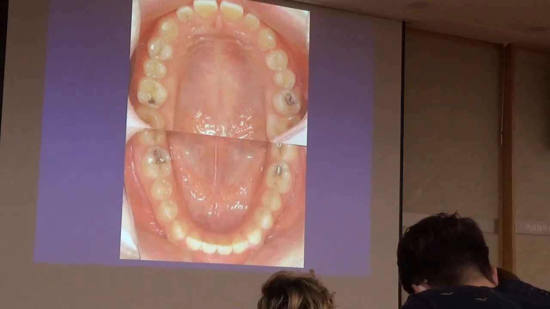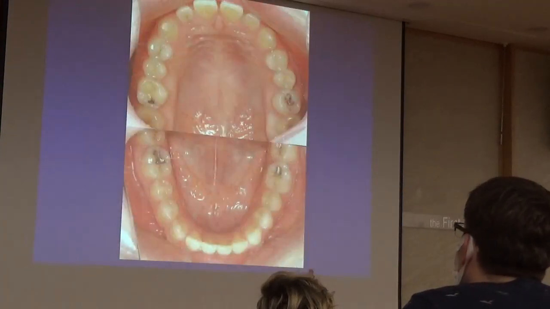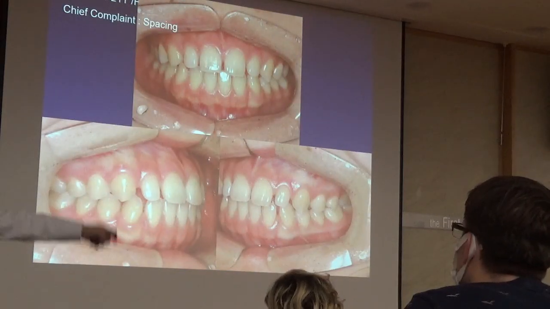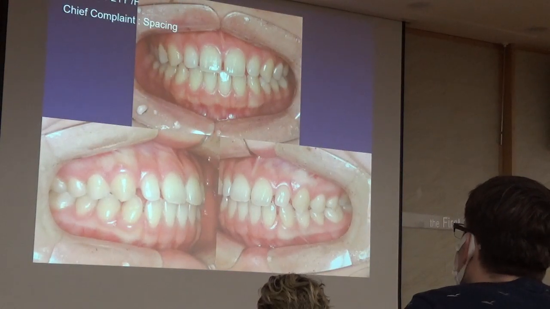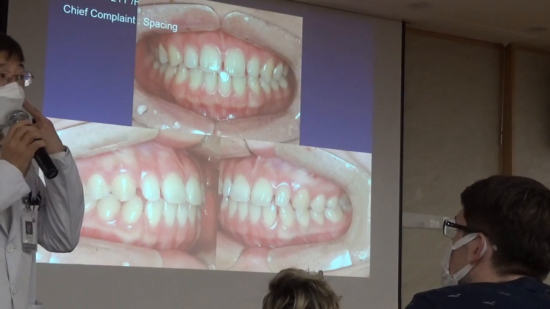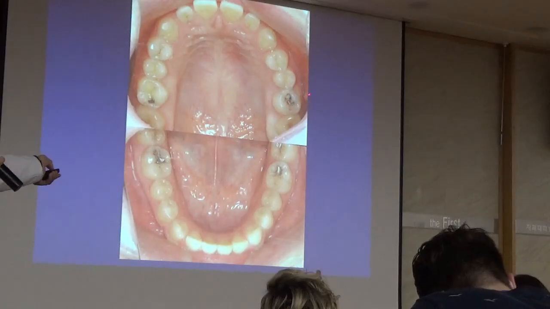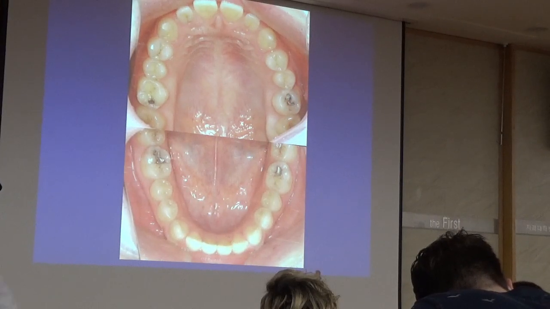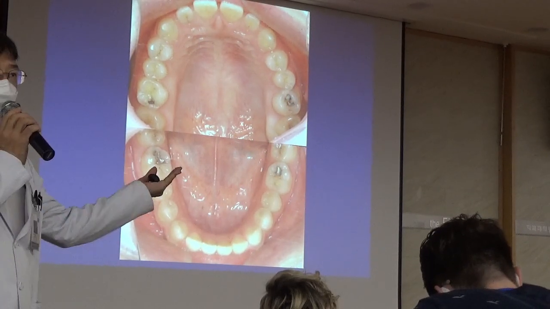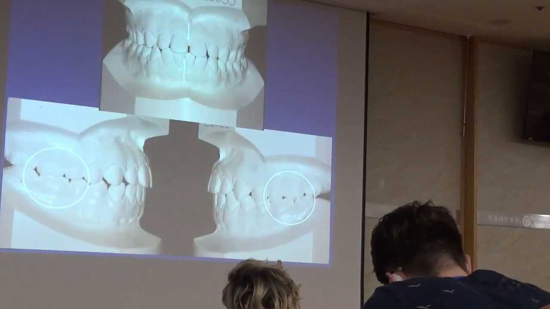What else do you find? So, class 3 molar relationship. Why? Strongly suspect congenital missing of her upper left first molar. So what you see in here must be second molar. This must be third molar. Yeah? That's my speculation. Maybe yes, maybe no.